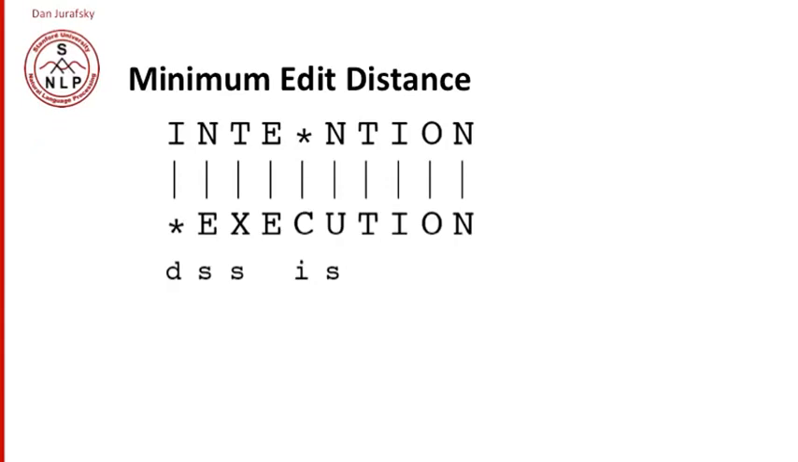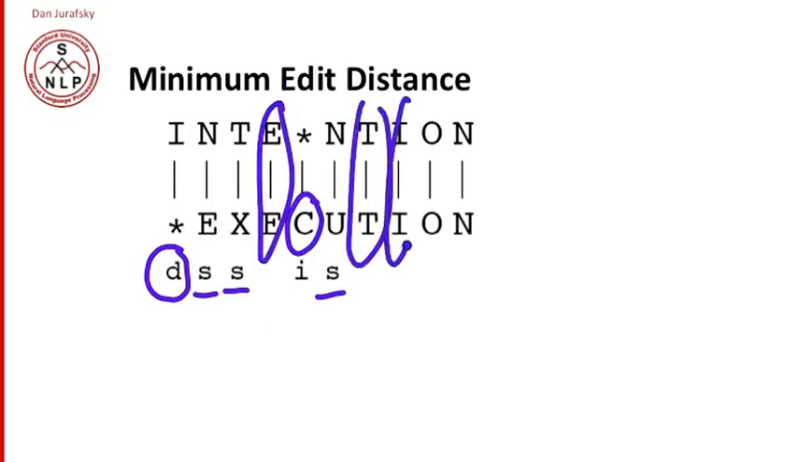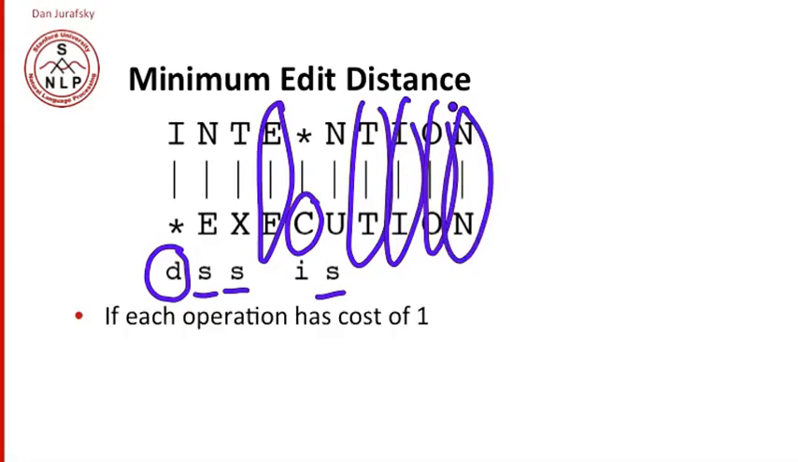So we can think about this alignment as having a set of operations that generated the alignment. Here, to turn "intention" into "execution," we have to delete, D for delete, an I. We substitute an N for an E, substitute a T for an X, insert a C, substitute an N for a U, and the rest of the letters, the E, T, I, O, N, are all the same. So the edit distance, if each operation is 1, is 5. We had to do 5 things to turn "intention" into "execution."